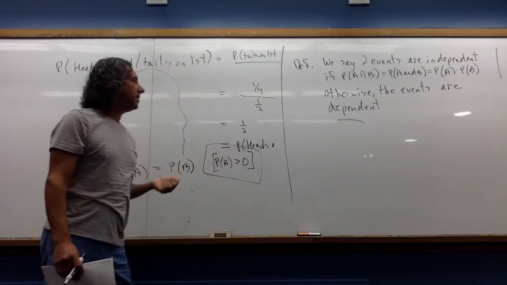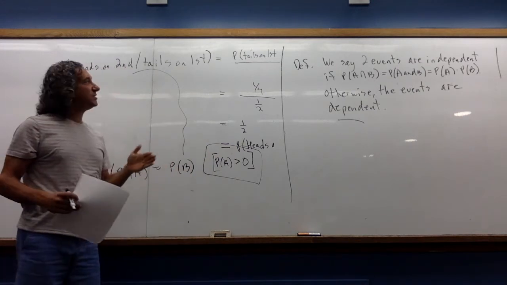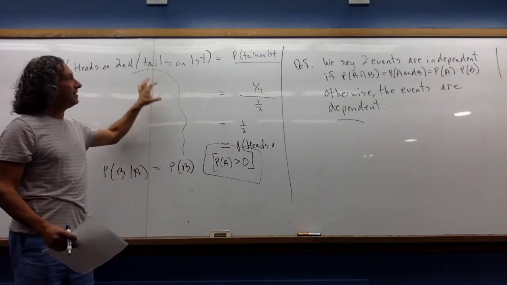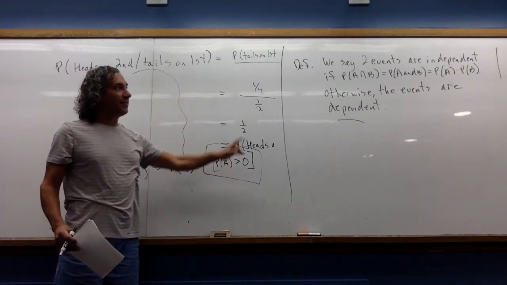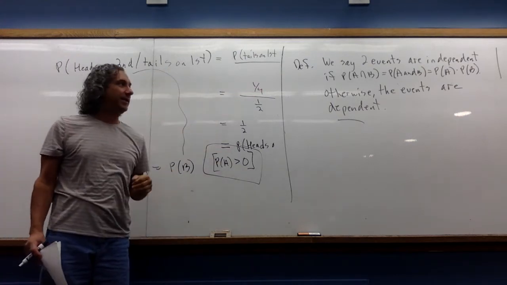So what do I mean by that? What I mean is that if two events don't affect one another, like in this example, then they're going to be independent. They will be independent.